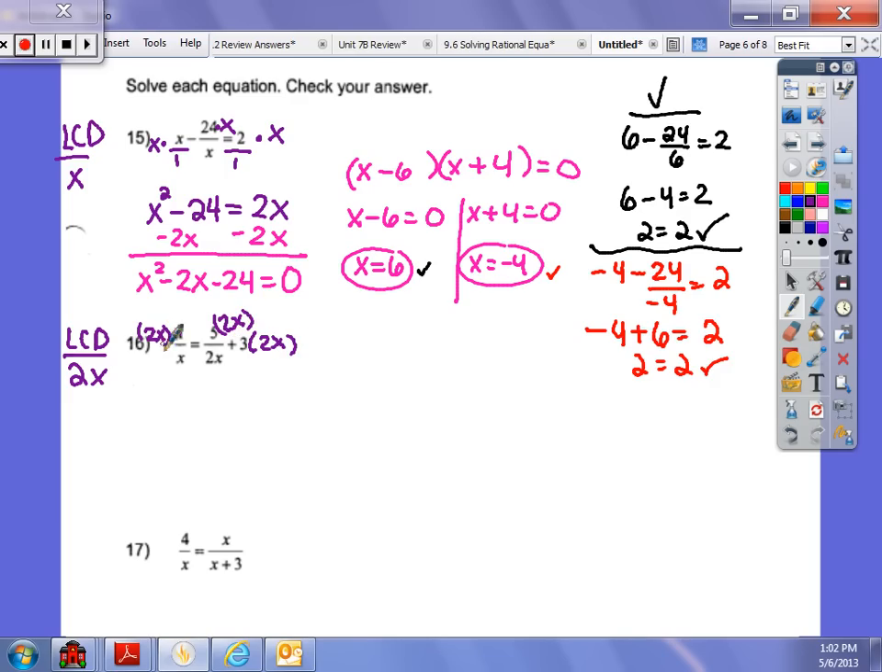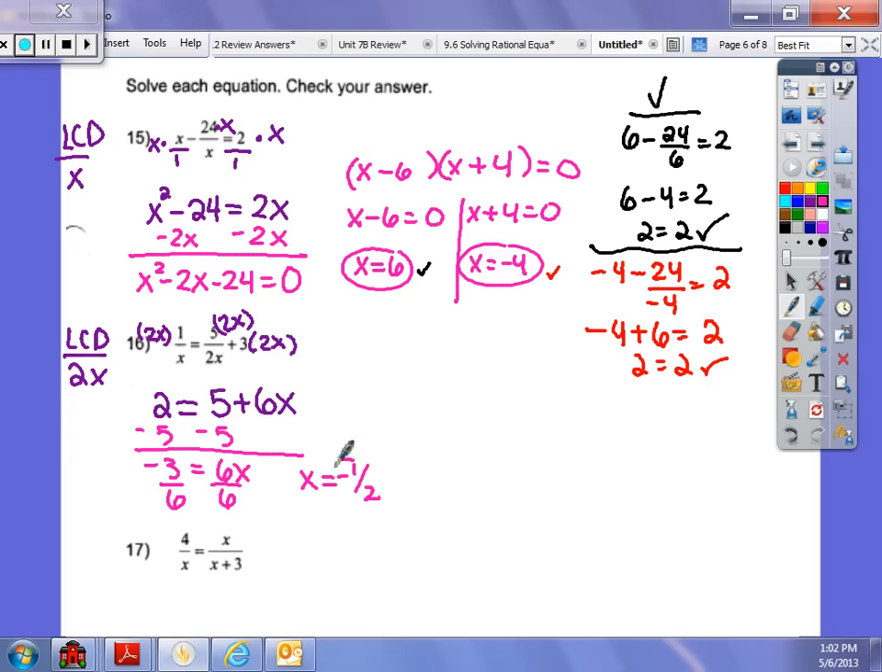So in this one, 2x times 1 is 2x, divided by x is just 2. 5 times 2x is 10x, divided by 2x is just 5. 3 times 2x is 6x. So now we have a nice, easy two-step equation to solve. So what you're going to do on both sides, minus 5, divide by 6, and negative 3/6 reduces to negative 1/2. Try not to put 0.5.